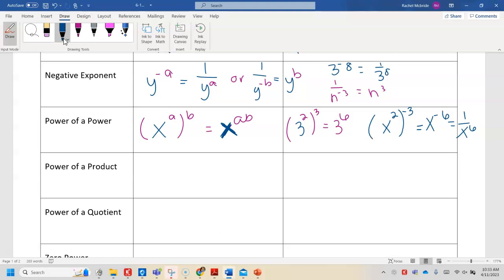A power of a product is different. Now that's xy inside raised to a outside. So a power of a product becomes each variable raised to that power individually. So an outside power goes to everything inside.